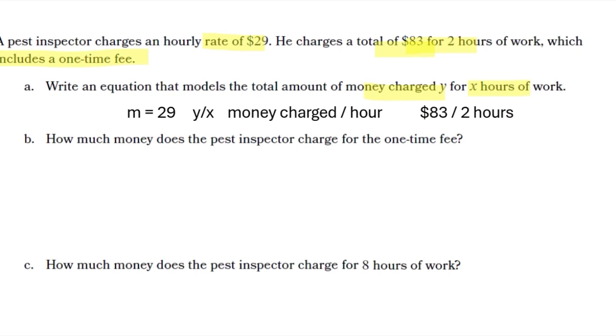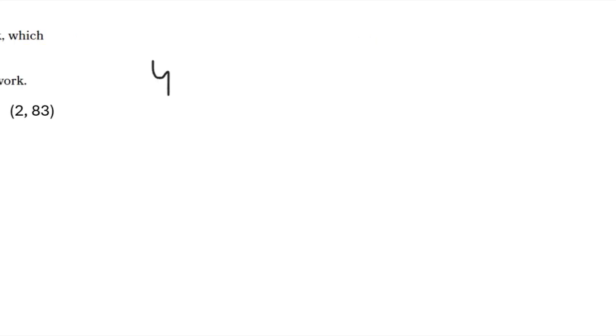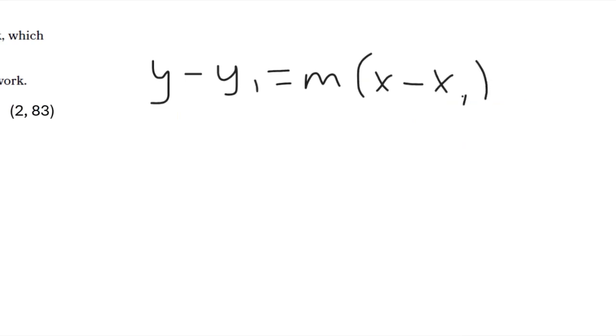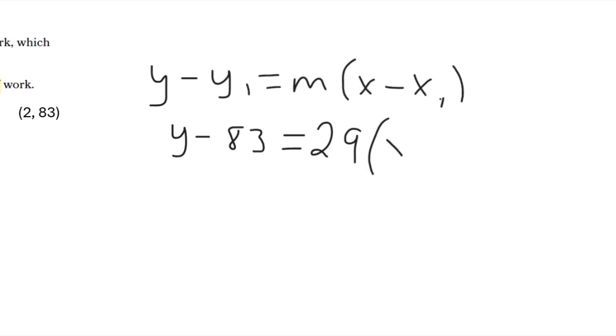Now, over here on the side, I'm going to write down an equation for what I know. Now, I do know that at two hours, it's $83. And so I have a point on a graph of (2, 83). So I'm actually going to use the point slope form. I'm going to say y minus y1 equals m, which is slope, times x minus x1. Now what I know is that y1 is 83. I know my slope is 29. And I know that x1 is 2.